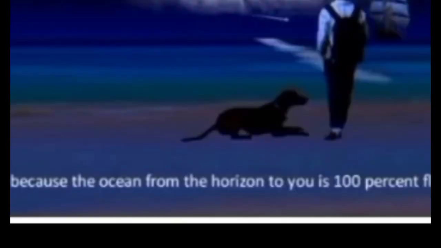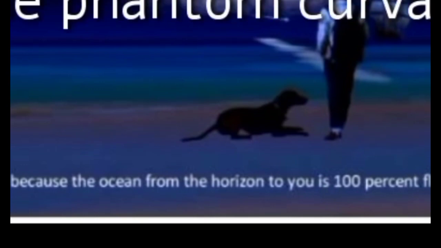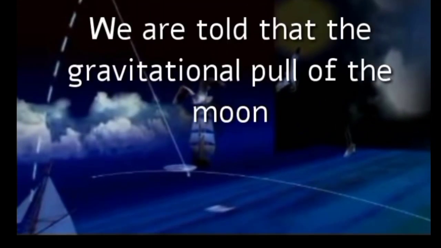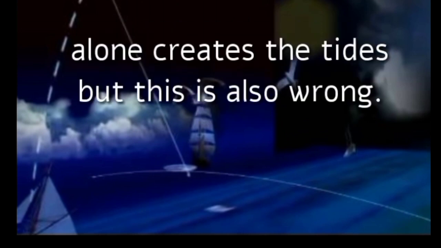If the moon were above a ball, the reflection on the ocean would behave much differently. See below where we have pieced in the phantom curvature. Tides. We are told that the gravitational pull of the moon alone creates the tides, but this is also wrong.